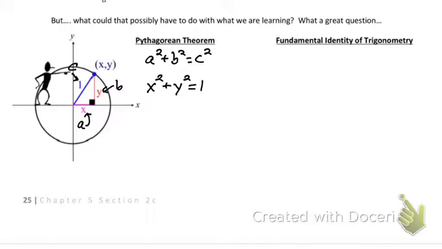What is the hypotenuse of any triangle on the unit circle? Any right triangle, what is always the hypotenuse? 1. It is always 1. So this will always be equal to 1. And it will always be x squared plus y squared equals 1. But wait a minute. From yesterday's lesson, or was it 2 days ago, what does x equal in trig land?